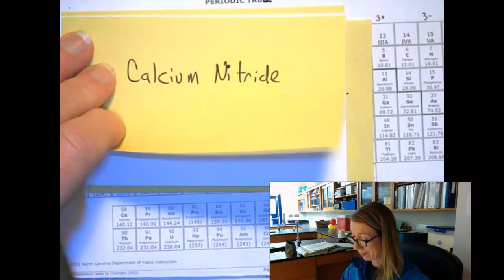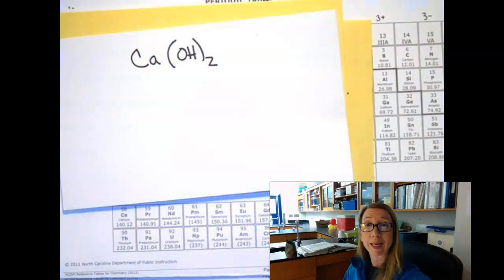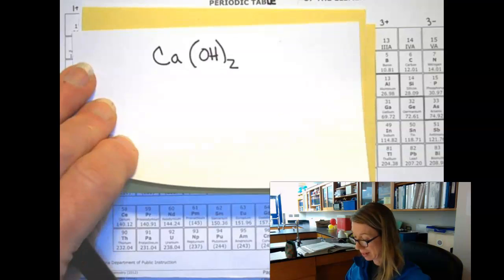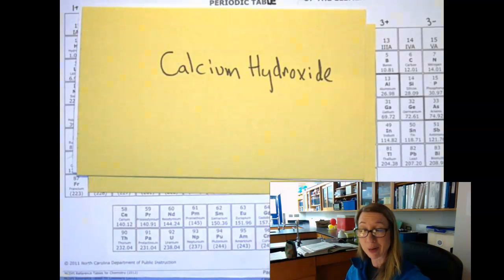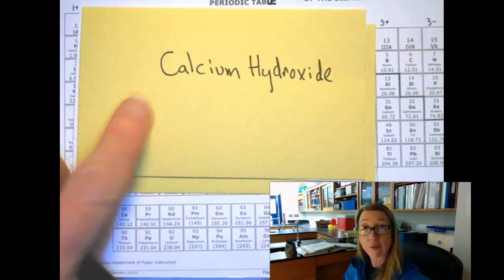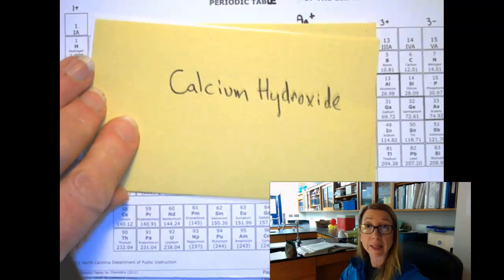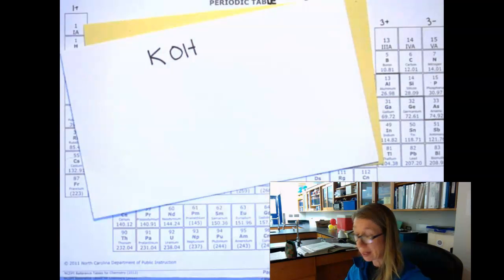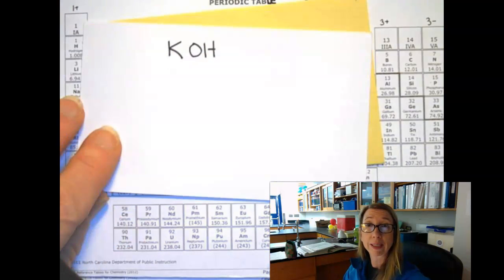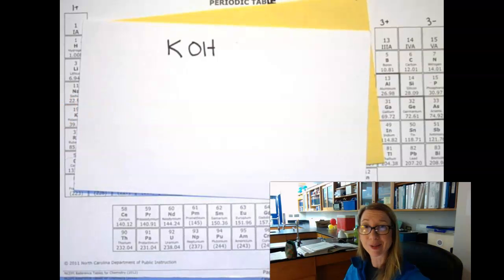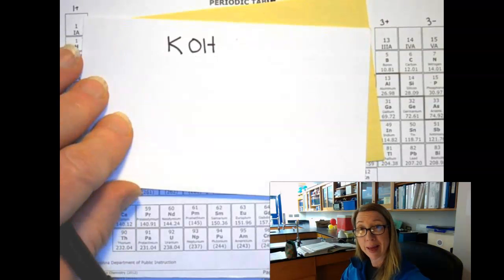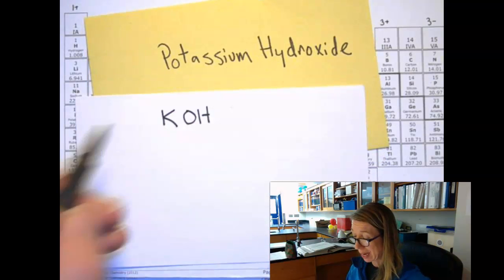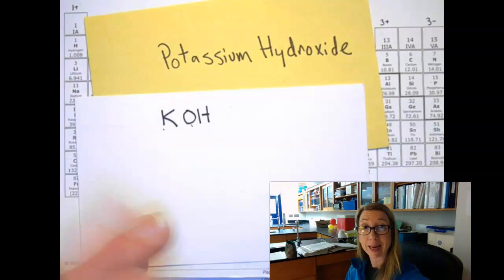Let's try another one. Why don't you pause and give this one a try. And this would be calcium hydroxide. Name of the first ion and the second polyatomic ion, since the first one is not a transition metal. Here's another one. Why don't you pause, see if you can work this guy out. And here it is, potassium hydroxide. The potassium and the hydroxide polyatomic ion.